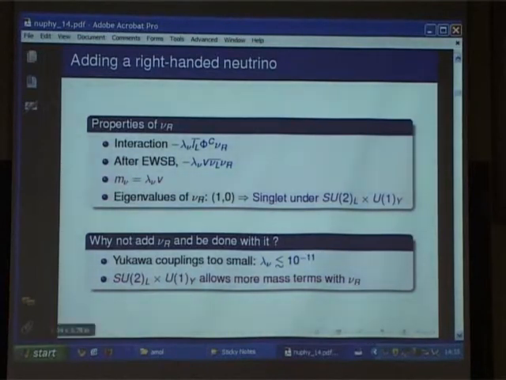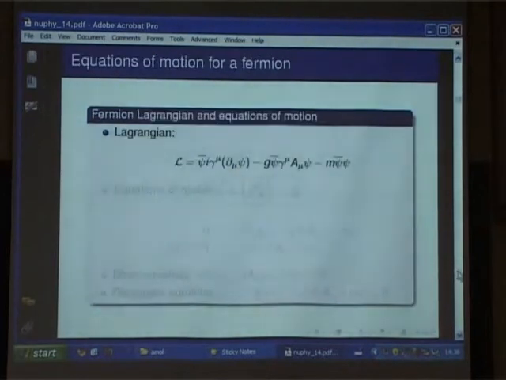Another thing is that once you have SU(2) cross U(1) symmetry, it still allows mass terms with nu R more than just the Dirac mass term, which is the Majorana mass term that will come. So before we go to see how this mass term looks, let's take a detour into particle-antiparticle systems. I want to make that thing more clear.